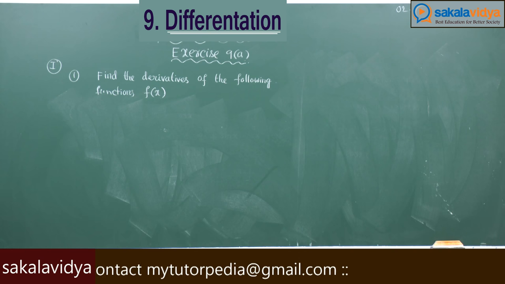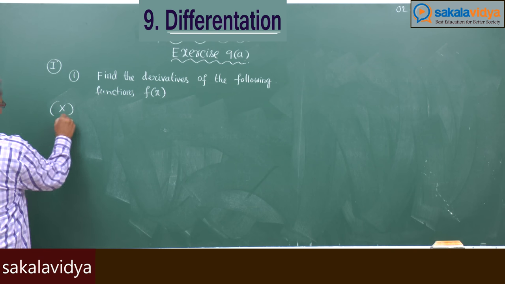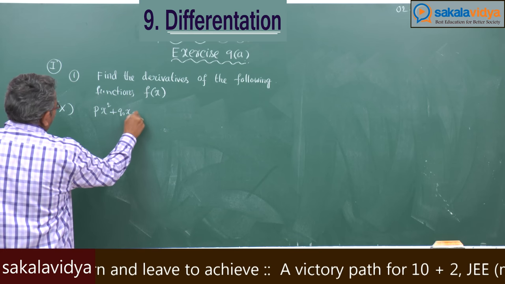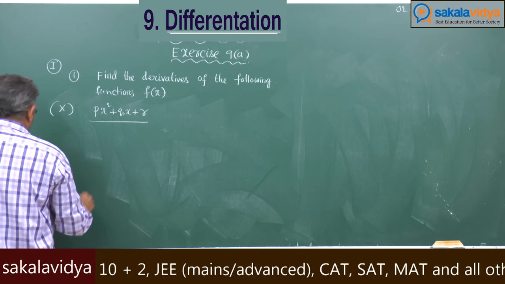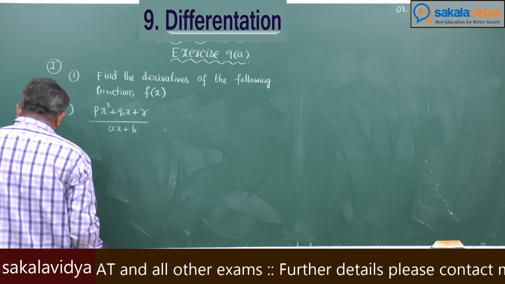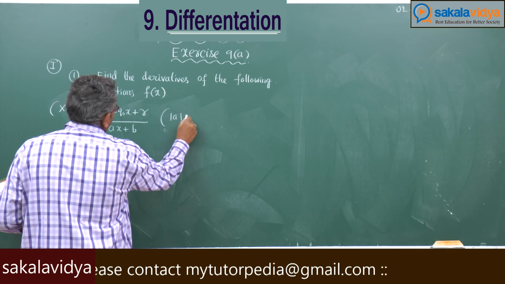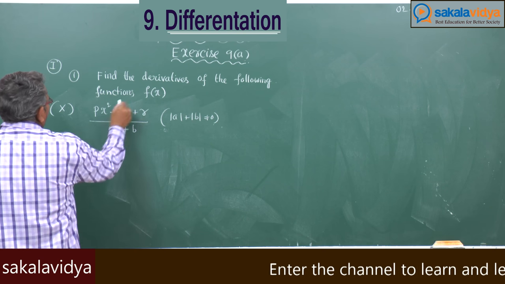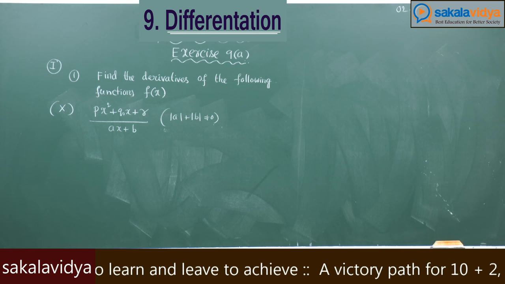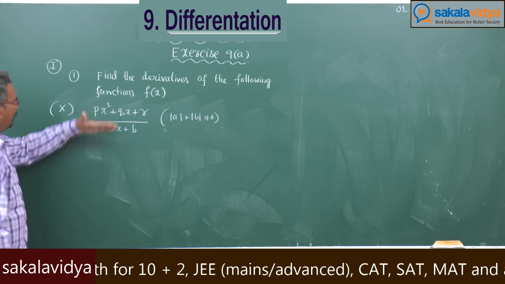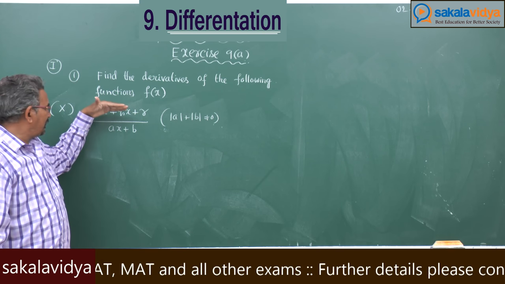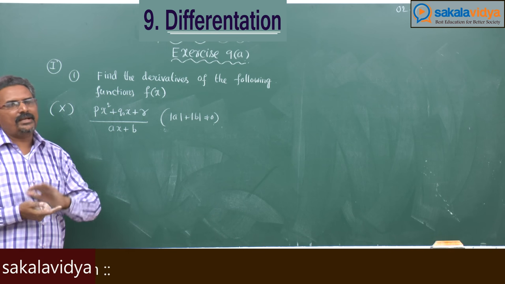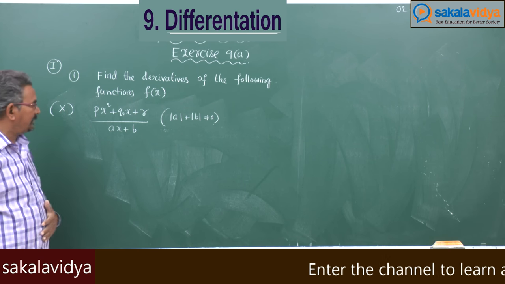10th one. p x square plus q x plus r by a x plus b. Here mod a plus mod b does not equal 0. If you observe this problem, it is in the form of u by v. What is the u by v rule? Divided by v square, v u dash minus u v dash. That means the quotient rule has to be applied here.